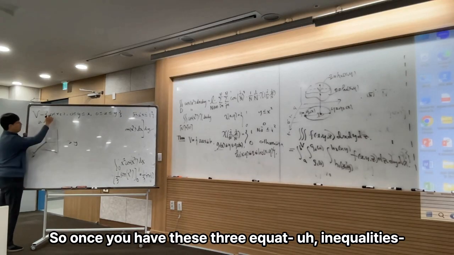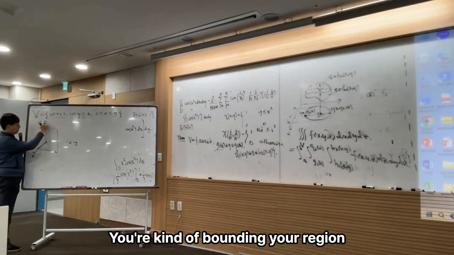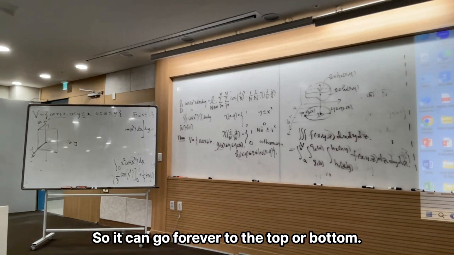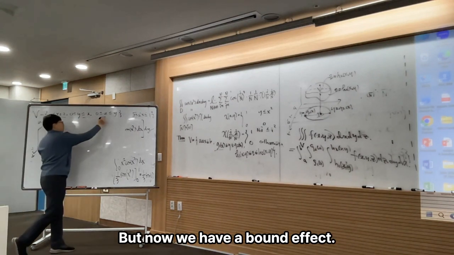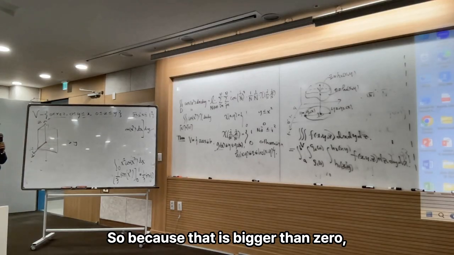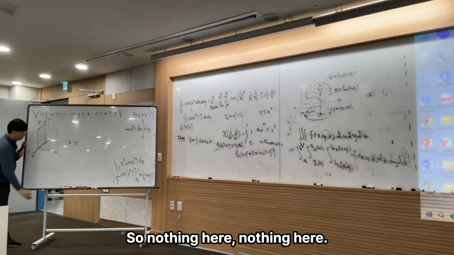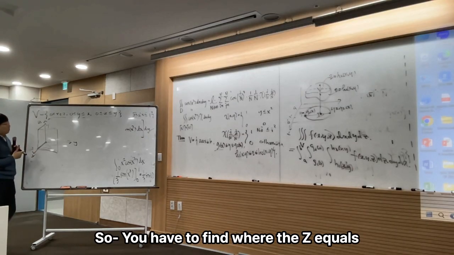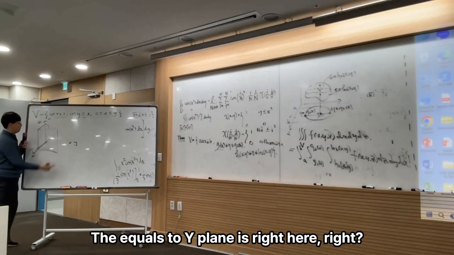So once you have these two inequalities, you're bounding your region up to here. Now that can be anything, so it can go forever to the top or bottom. But now we have a bound on z. It says z is bigger than 0, so it cannot go beyond this xy plane. So nothing here. And z is less than y. So you have to find where the z equals y plane is. So the z equals y plane is right here, right?